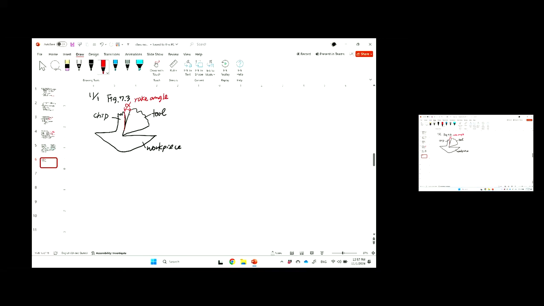Because to this surface, actually the chip goes, that's the rake face. That's why we say rake angle. Okay? So then this rake angle, this positive, this negative. So like 5 degree, 15 degree, like I just showed, right?